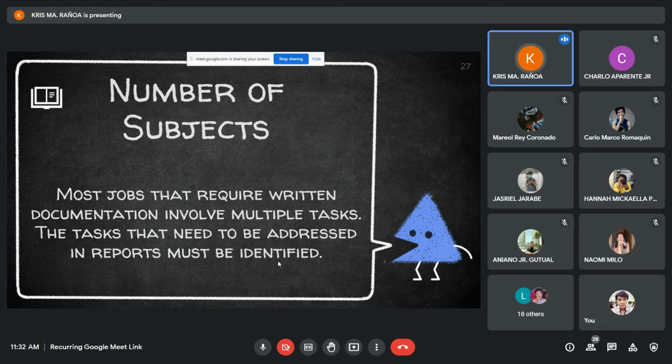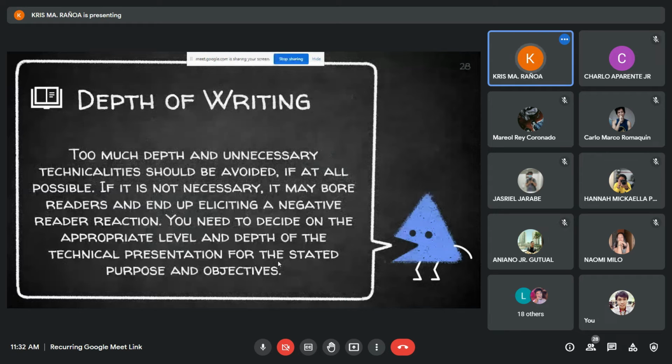Then, depth of writing. Too much depth and unnecessary technicalities should be avoided, if at all possible. It is not necessary. It may bore readers and end up eliciting a negative reader's reaction. You need to decide on the appropriate level and depth of the technical presentation for the stated purpose and objectives.